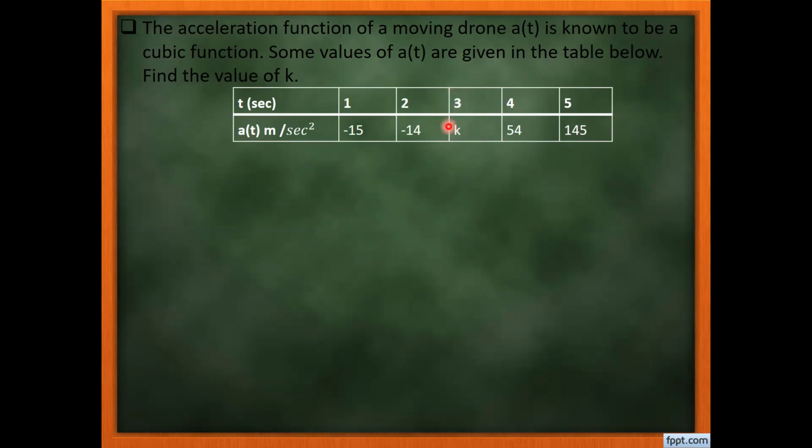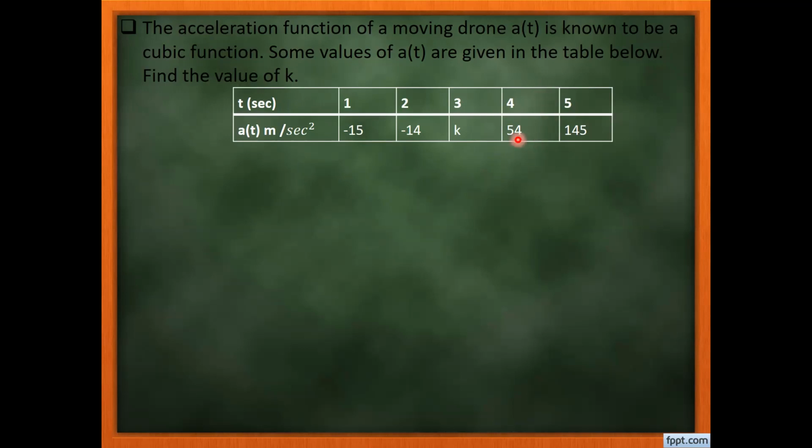Now, here is the issue. We are given that the acceleration function of the moving drone is a cubic function. This means that the polynomial we construct should be of third order. The data points we are given are 5, so to construct a third order polynomial, I should restrict myself to 4 data points.